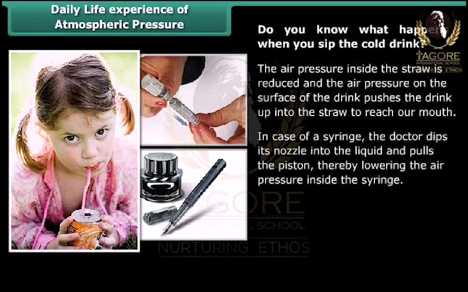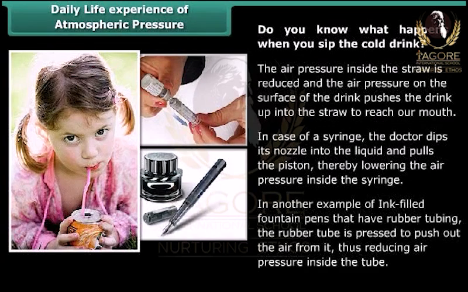In the case of a syringe, the doctor dips its nozzle into the liquid and pulls the piston, thereby lowering the air pressure inside the syringe. Another example is ink-filled fountain pens that have rubber tubing. The rubber tube is pressed to push out the air from it, thus reducing air pressure inside the tube.